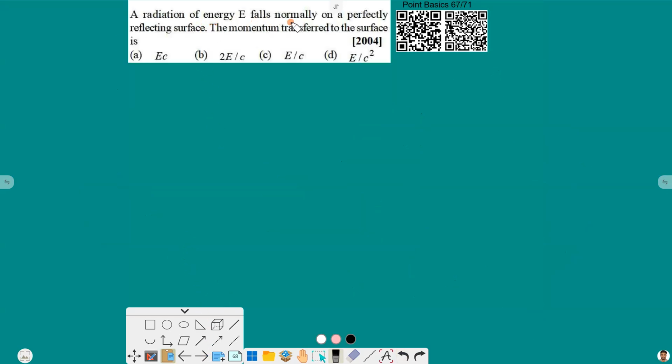A radiation of energy E falls normally on perfectly reflecting surface. So the momentum transfer to the surface is, we know for an absorption type surface, momentum transferred is E by C, and for reflecting type surface it is 2E by C. This is from the kinetic theory of gases. We have kinetic nature of matter and energy, and also I think kinetic theory of gases it is covered. So this will be 2E by C.